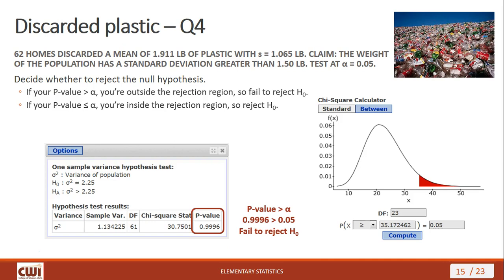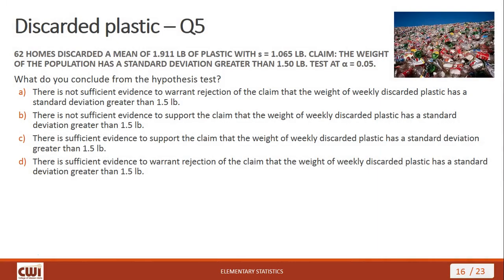Alternatively, we can use the test statistic and compare it with our critical value. So here, as you can see on the calculator, our critical value is 35.17. But our test statistic is 30.75. So 30.75 is going to be right about here, which you can see is outside the rejection region, and therefore we reach the same conclusion. We fail to reject H0.